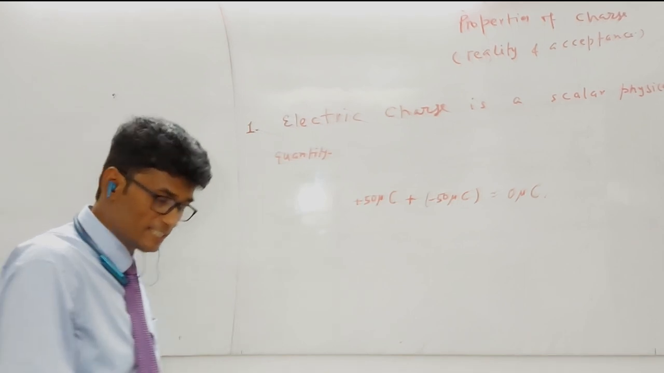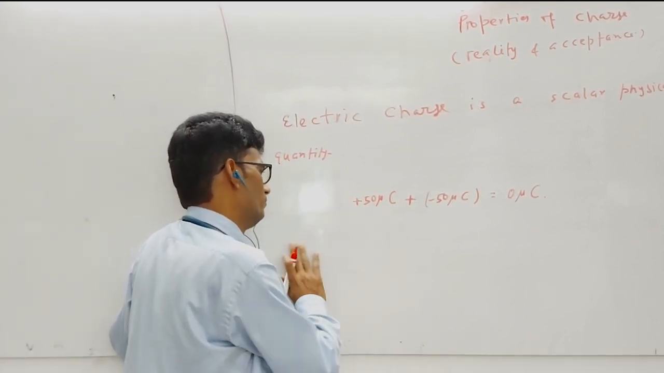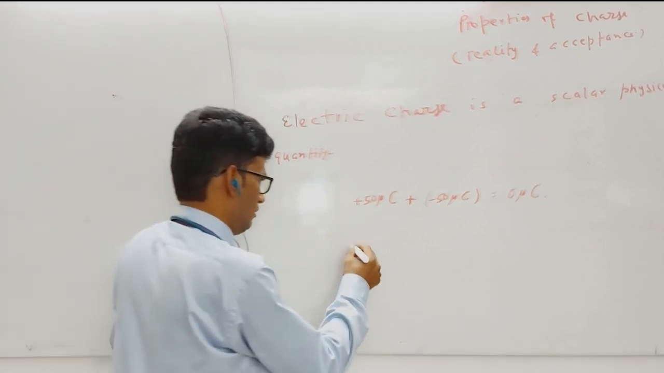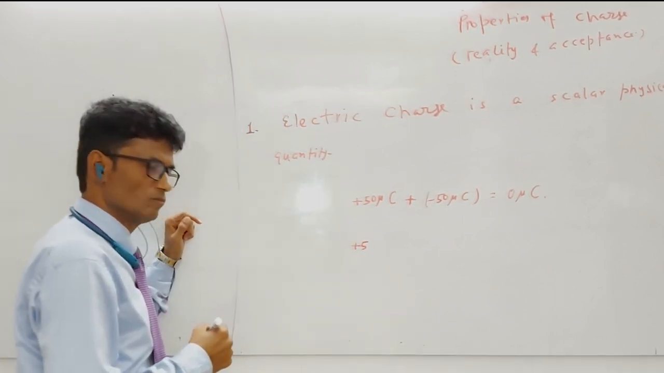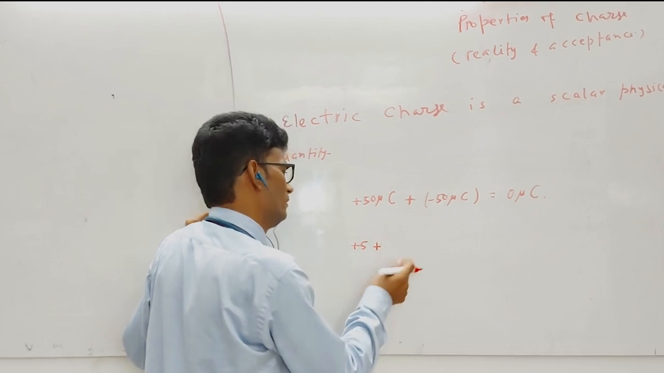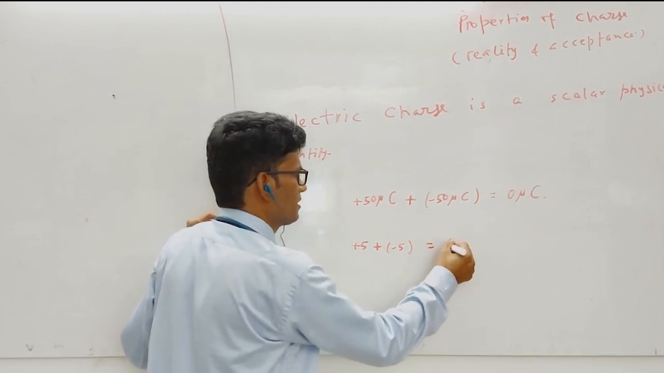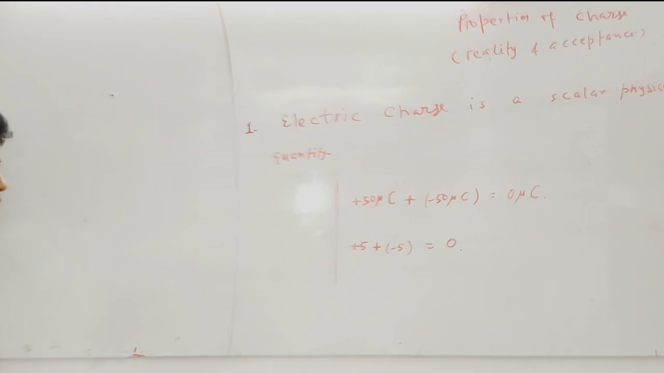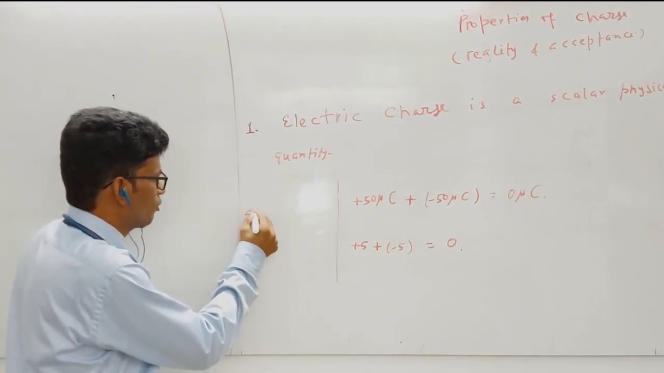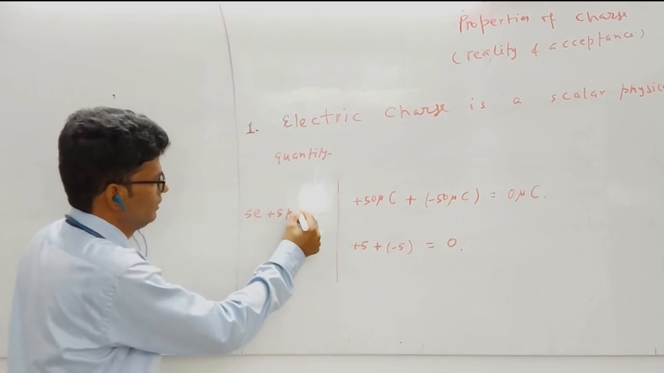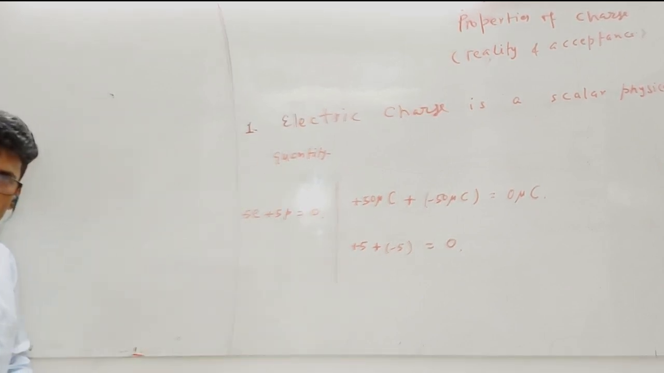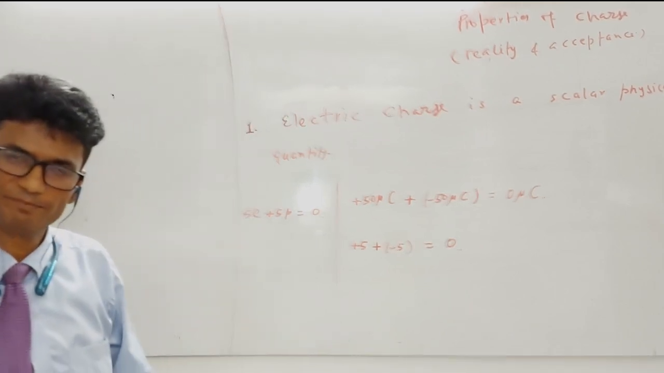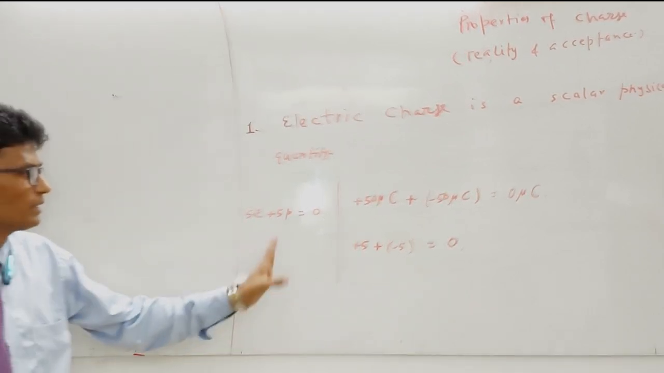Let us see again. We take a numerical example. Suppose I have given you plus 5. Now I say add minus 5 to it. So the result is 0. Again, suppose here is 5 electrons added to 5 protons, it comes out to be 0. Here we have written 3 statements, so everywhere it is 0.